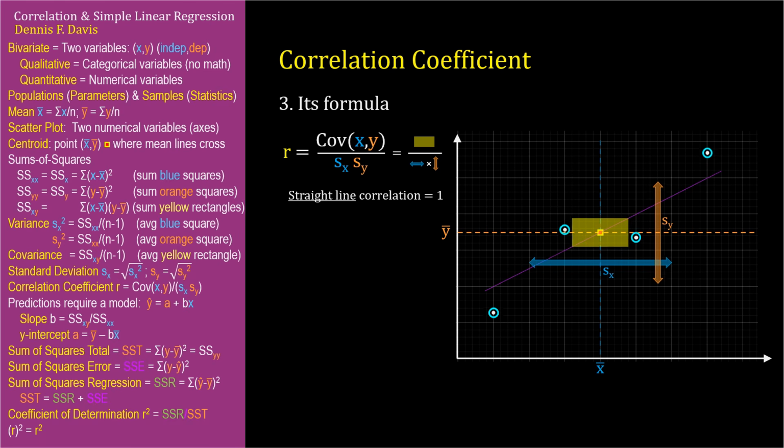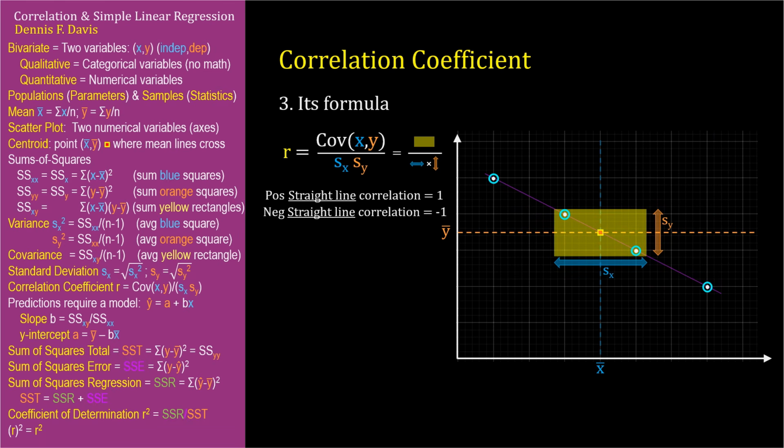The more scattered the data points are from a straight line, the greater the difference in the ratio, since the yellow covariance rectangle is getting even smaller relative to the product S sub x times S sub y. So R gets smaller and smaller as the data points diverge from a straight line. For negative slopes, perfect linear correlation yields R equals -1, since the covariance is negative. And as the points vary more and more from a straight line, R gets closer and closer to 0, but still negative since the covariance is negative.